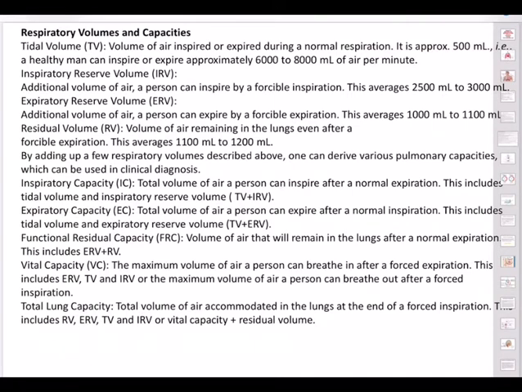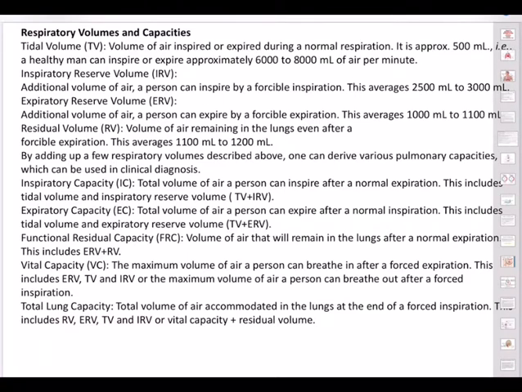What is EC? EC is expiratory capacity. It's the total volume of air that can be exhaled after normal inspiration. So how to write the formula? EC is equal to TV plus ERV. TV is tidal volume, ERV is expiratory reserve volume. So when we add these two, we get EC.